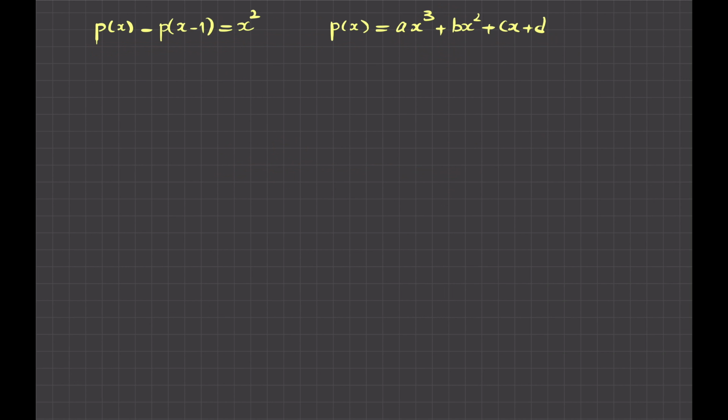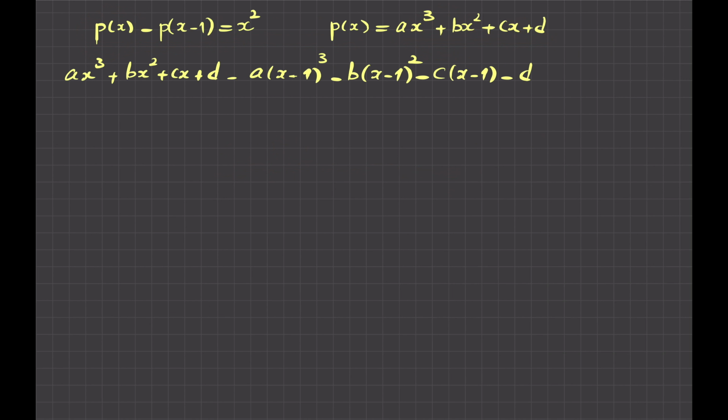Okay, so what I will do, I will go here, instead of p of x, I put this. Instead of p of x minus 1, I put this, in which every x is now replaced by x minus 1, and do the algebraic calculation. So ax cubed plus bx squared plus cx plus d, and then minus p of x minus 1, which becomes a times (x minus 1) cubed plus b times (x minus 1) squared plus c times (x minus 1), and then plus d, with an overall minus sign. Okay, it's clear that this minus d and that d are gone immediately.